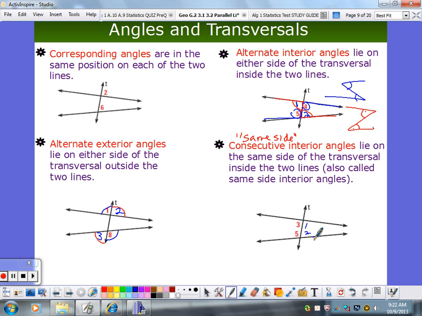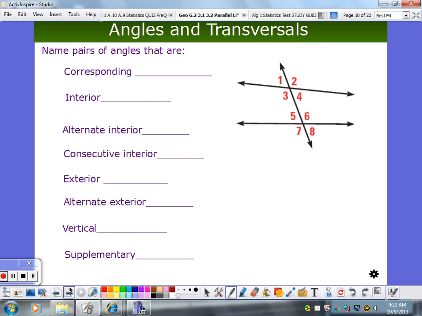There is such a thing as consecutive exterior as well. Can you guess what consecutive exterior is? Yeah, what do you think? Right? So we have those as well. I don't know why we don't have to write that one down. But they're the same kind of thing. All right, so those are our definitions.